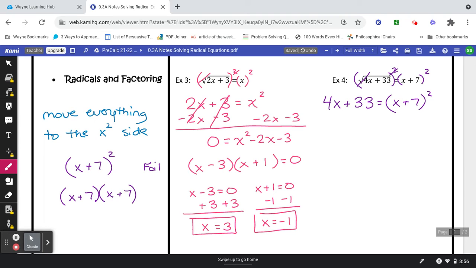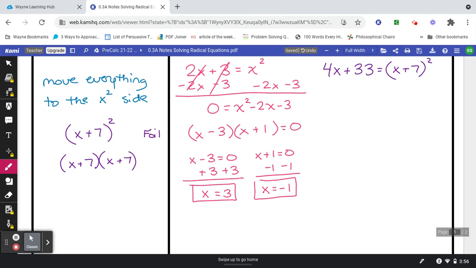So you are not allowed to distribute a square into a parenthesis of a binomial. Binomial means 2 terms, so the x and the 7. You're not allowed to bring the square in like that. In order to do it, you have to FOIL. So off to the side, let's FOIL this. We're going to multiply x times x. We'll multiply x times 7. Multiply 7 times x. And we'll multiply 7 times 7, 49.